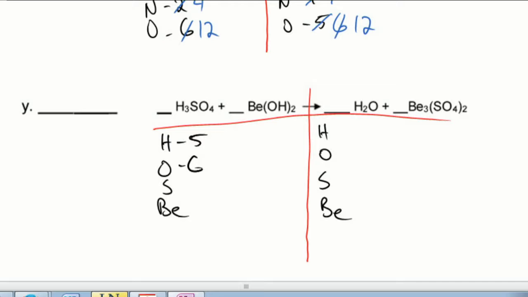Four, 6 of those. Sulfur is 1 and beryllium's 1. Hydrogen's 2. Oxygen's 8. Sulfur is 2. And beryllium is 3.